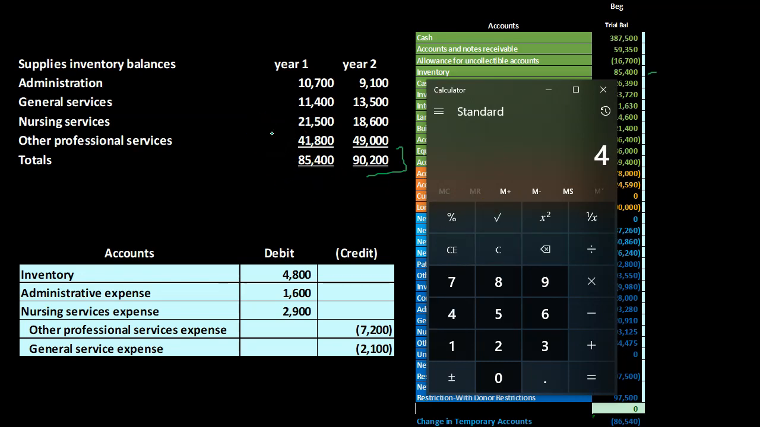We got the 4,180 minus the 4,900, and that's the 7,200, and it went up, so we're going to have a credit to other professional service expenses. If we net these out, then of course we get the 1,600 plus the 2,900 minus the 7,200 minus the 2,100, which is our change of the 4,800, which of course is 9,200 minus the 8,540, also that change of the 4,800.